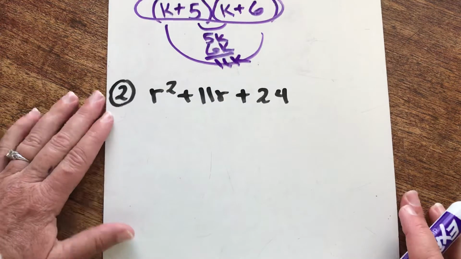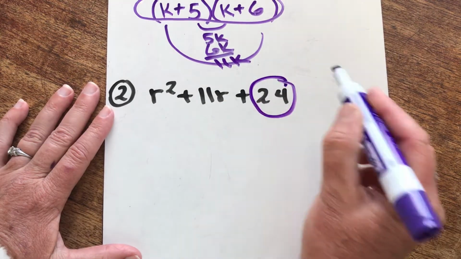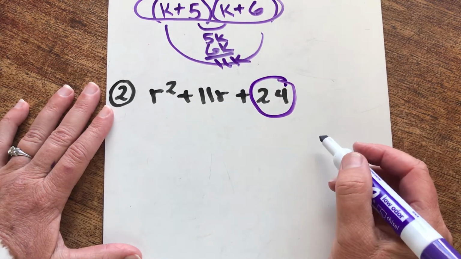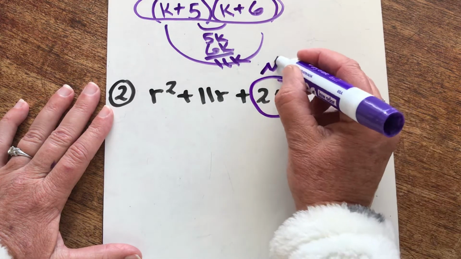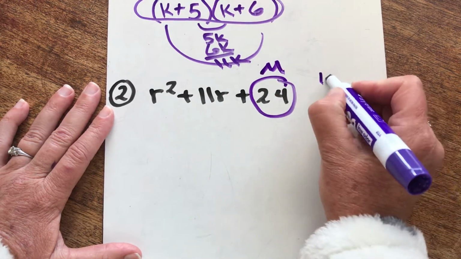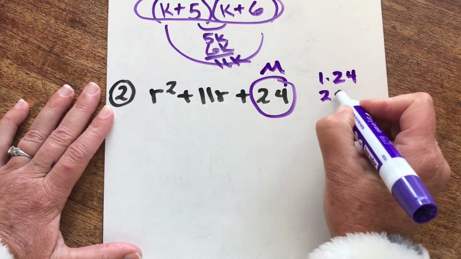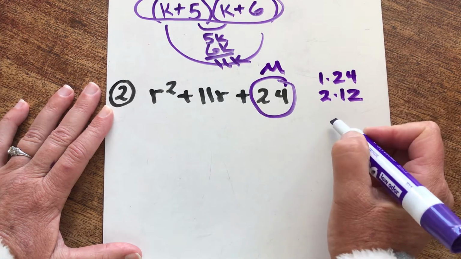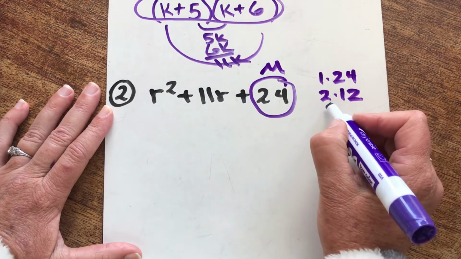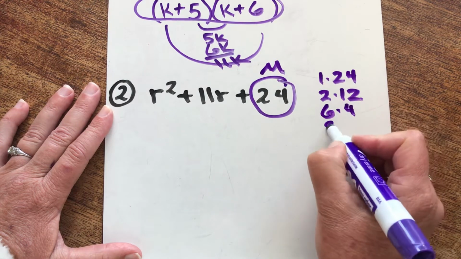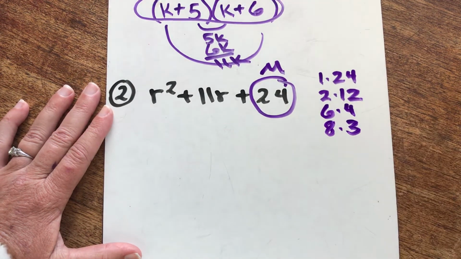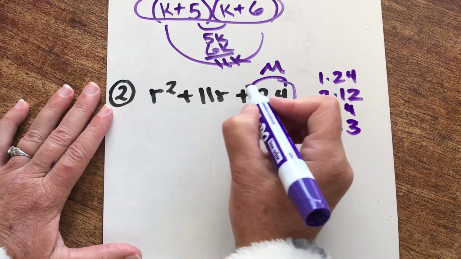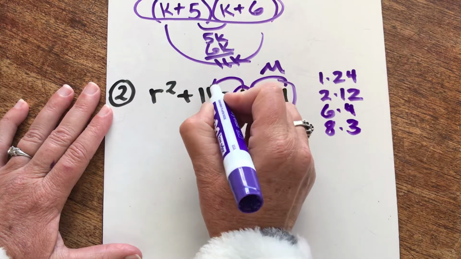Let's try the next one. First thing we do is circle the second term. And we ask ourselves, what are all the things that multiply to give me that number? Again, a multiplication chart would be handy because I do want you to list your factors. Definitely. We have 6 and 4, and we have 8 and 3. So here's all my factors of 24. Which ones add to give me 11?